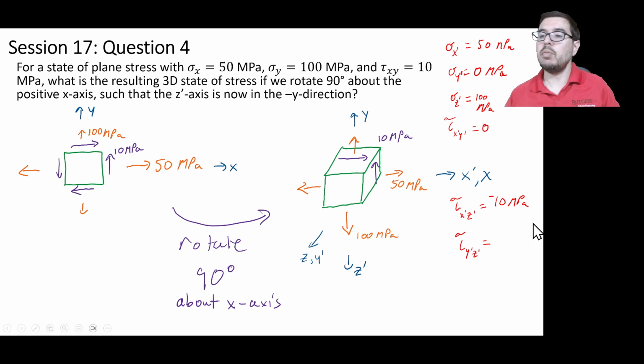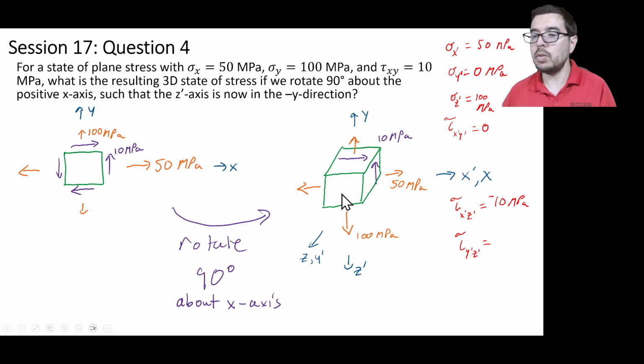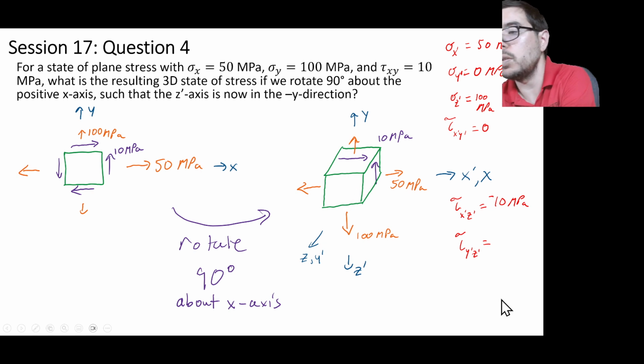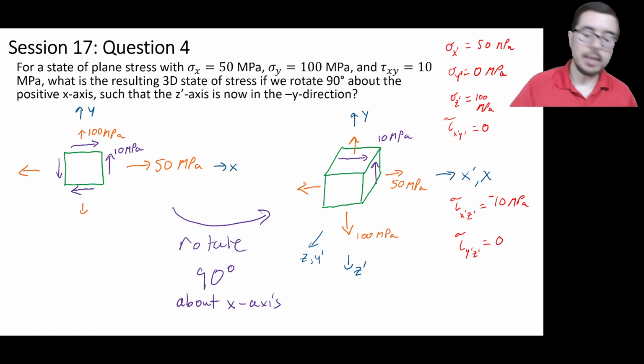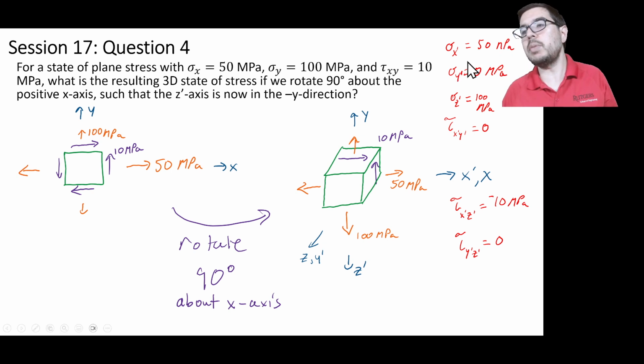Okay, and we have now the final one, the y prime face. So here's the y prime face and the z prime direction. There's no stress acting on this face, so this is just going to be 0 as well. Okay. So the sigma x and x prime did not change from x, right?